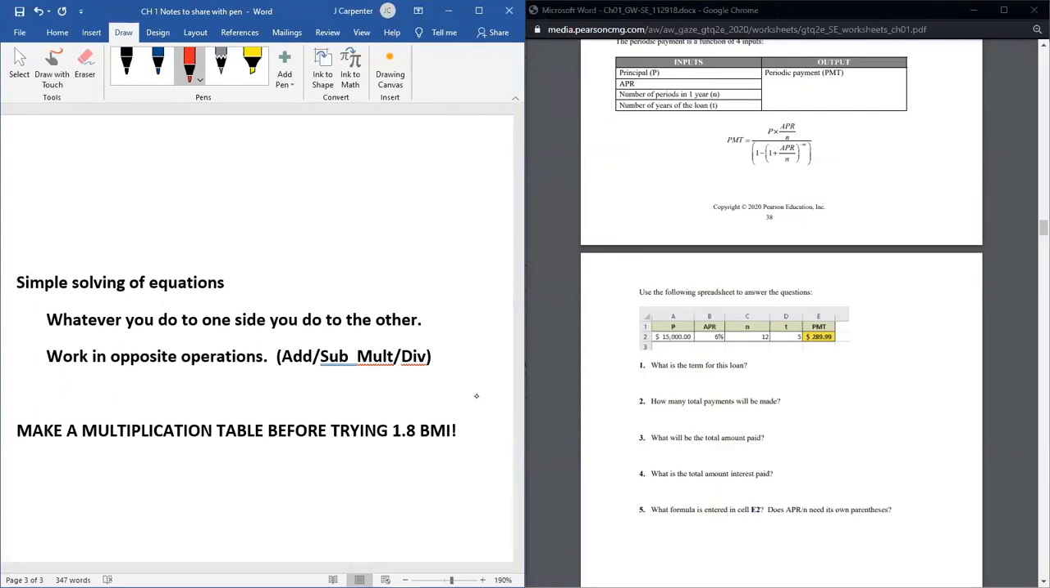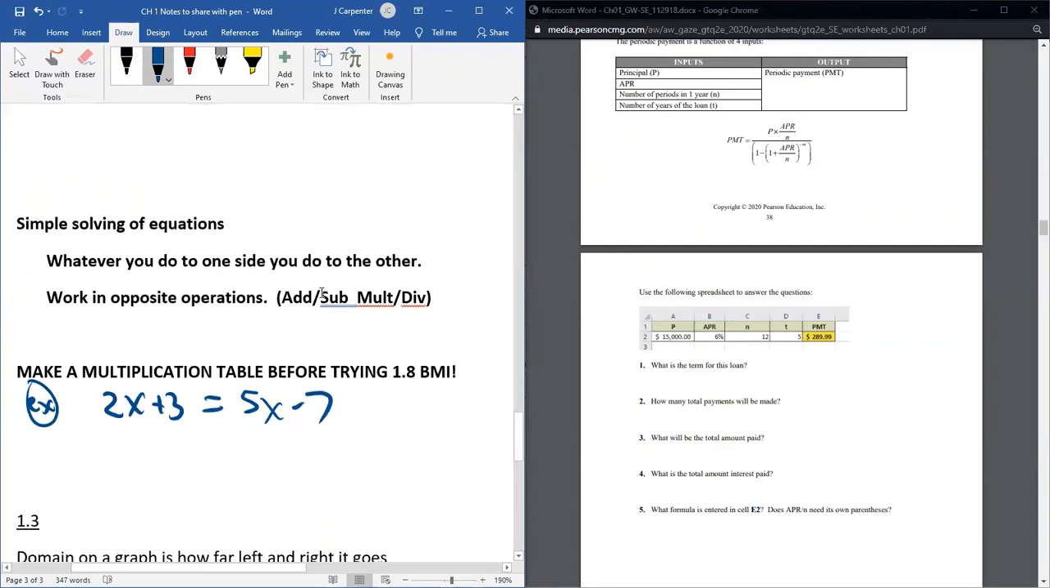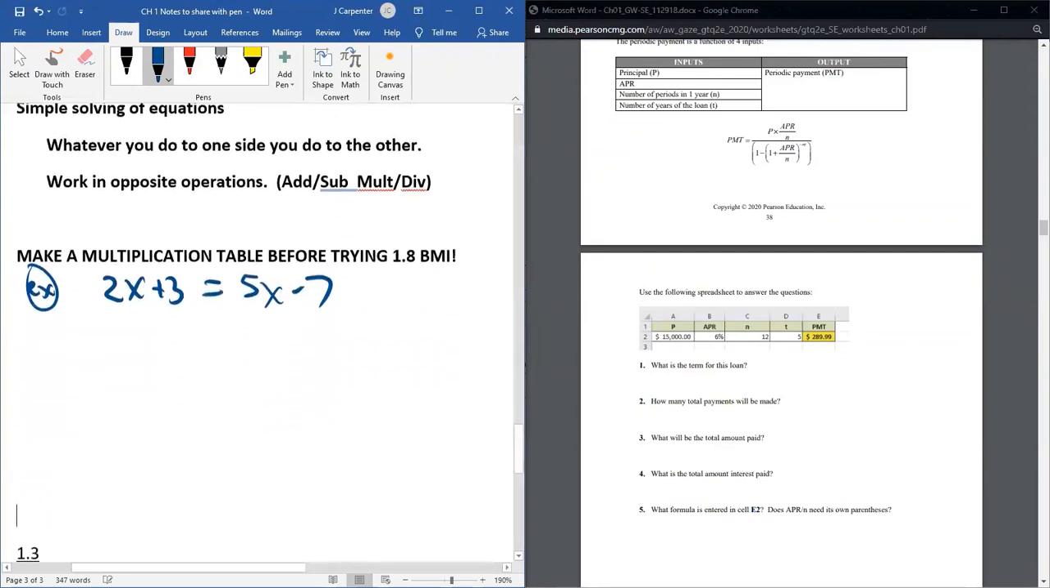So for example, if we had 2x plus 3 equals 5x minus 7. The goal is to get x solved for itself. Again, this has nothing to do with Excel. This is just standard math that you'll have to do every now and then in here. You got to get the variables on one side, the constants on the other.